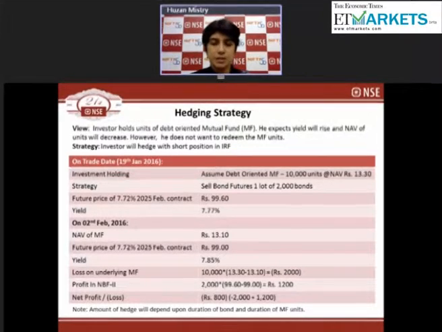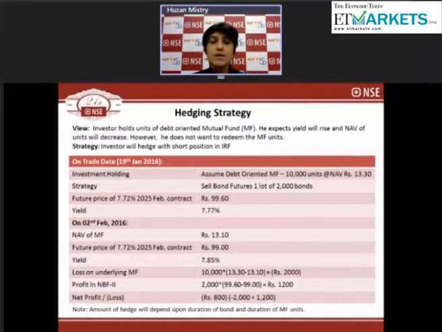So let's assume in this case that you sold one lot of bond futures at 99.60. The yield was at 7.77. The NAV of the mutual fund that day is 13.10. The futures price comes down to 99. You've actually made a return on the bond futures product. You have lost something on paper in terms of the underlying mutual fund investment. So you have managed to recover some part of your loss on the mutual fund investment through hedging with bond futures.